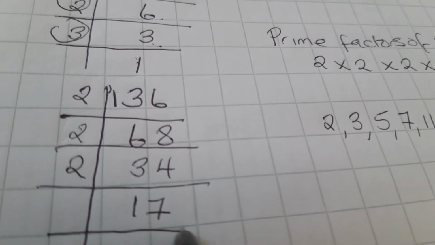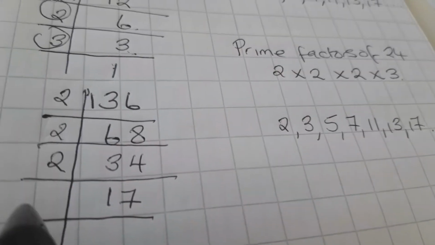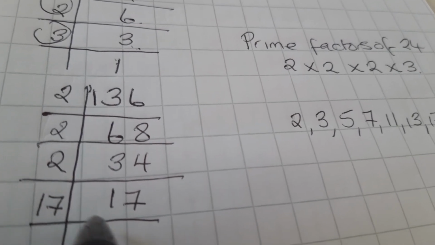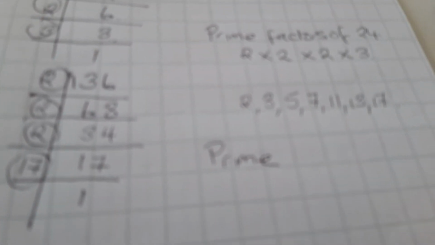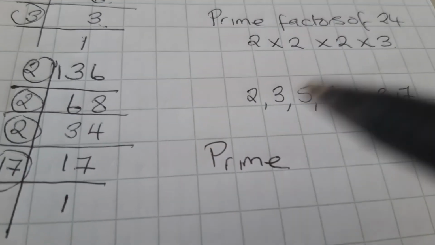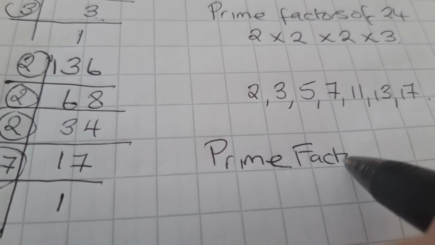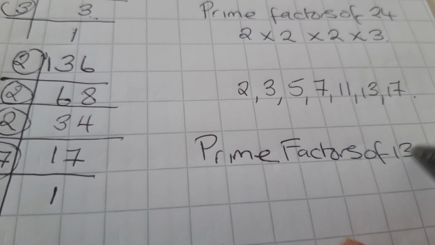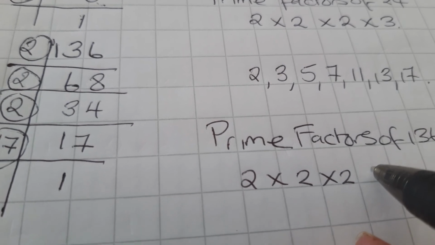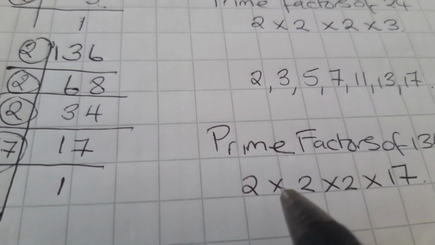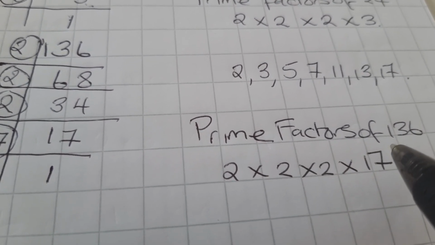Now you should recognize 17 from our list. The only thing that goes into 17 is 17, and it goes 1 time. So these are the prime factors of 136. The prime factors of 136 are 2 times 2 times 2 times 17. And if you multiply those together, you get 136.